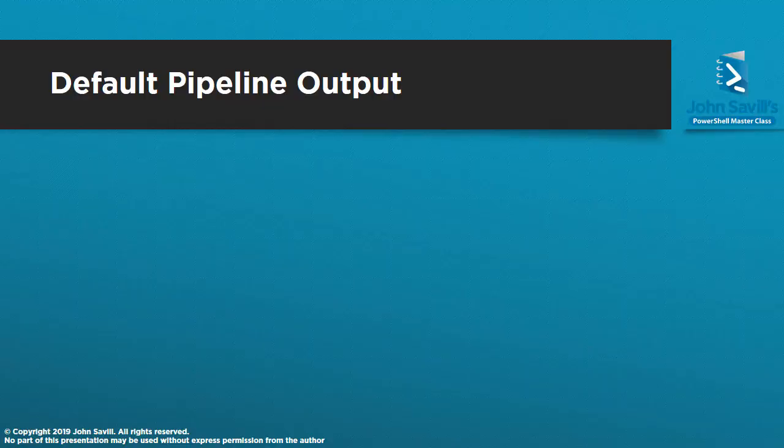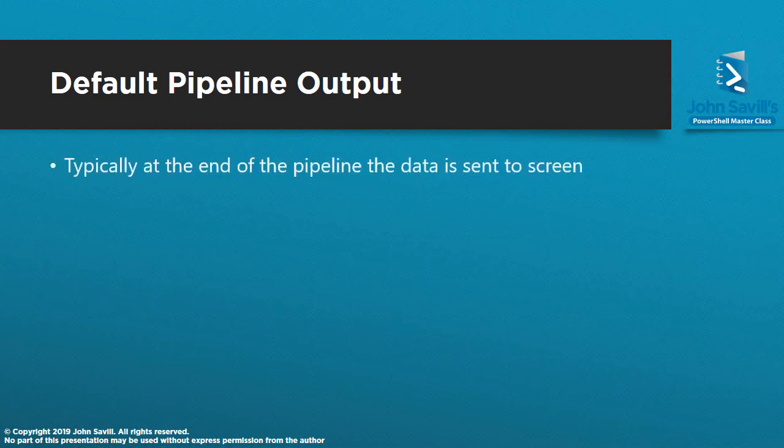Now, I mentioned before we want to try and keep things as objects as long as possible. But there is an end. And so typically at the end of a pipeline, the data is sent to the screen. Now that's if I'm not using it in some other way. I could have a whole pipeline and I could assign it to a variable. Some commands actually have a kind of out variable, so it'll actually send them to a variable at the end without me having to assign it.